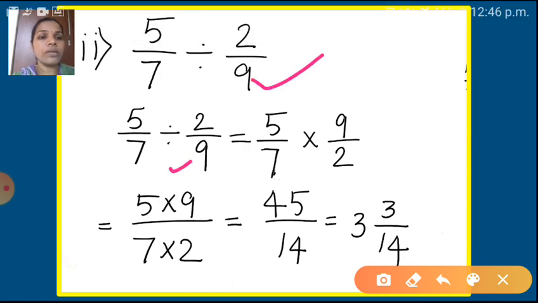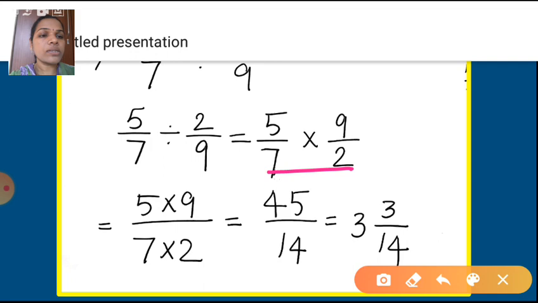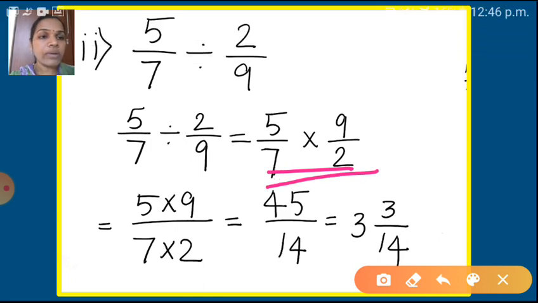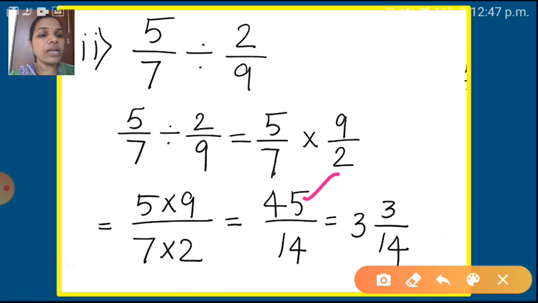So 5 upon 7, and this fraction you have to write as the multiplicative inverse, that means 9 upon 2. So children, see here this step: 5 upon 7 into 9 upon 2. I have written the multiplicative inverse. Now we have to multiply: numerator into numerator, 5 into 9 upon 7 into 2. So 5 nines are 45 upon 14.